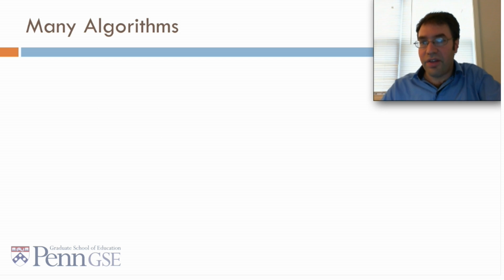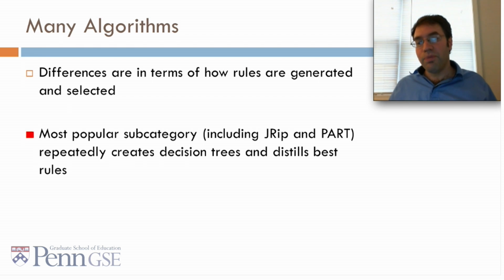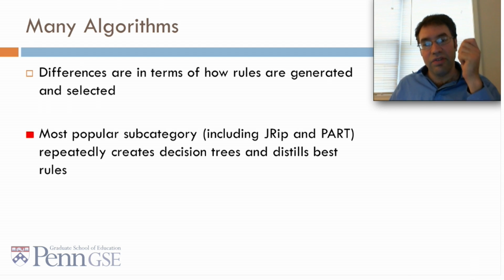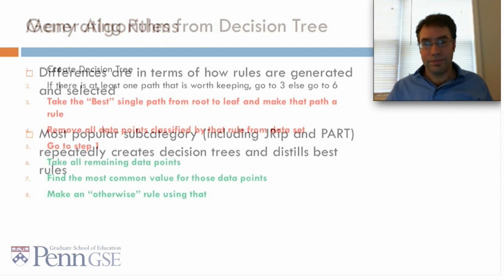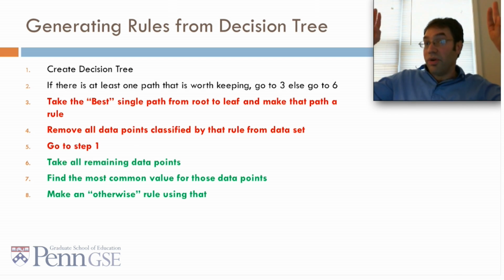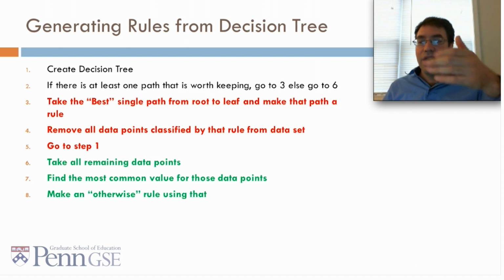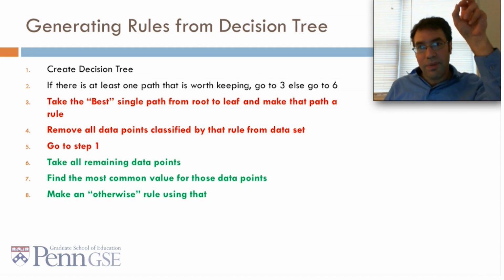Like anything we discuss in this class, there are many algorithms for decision rules, and the differences between them are in terms of how the rules are generated and selected. The most popular subcategory, which includes the popular algorithms JRIP and PART, repeatedly creates decision trees, which we talked about a couple classes ago, and distills the best rules out of them. The path that you take in JRIP to generate rules from decision trees is: you take a decision tree. If there's at least one path that's worth keeping, whatever that means, go to step 3, else continue on to step 6. For step 3, take the best single path from the root of the tree to the leaf of the tree, any leaf, and make that path a rule.